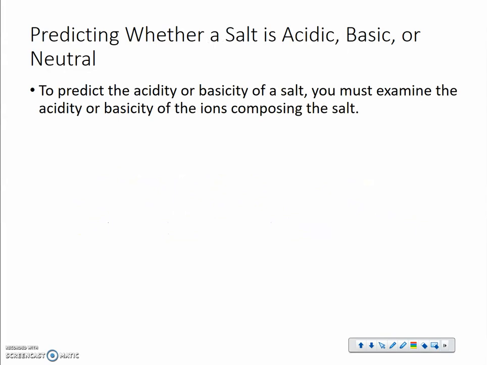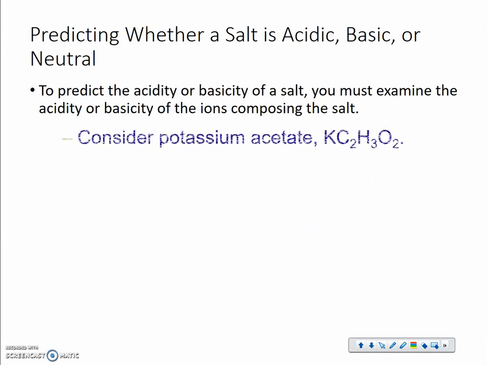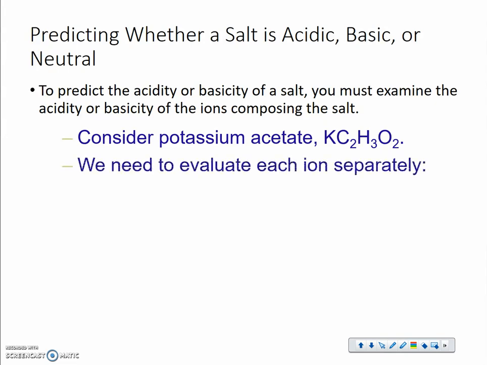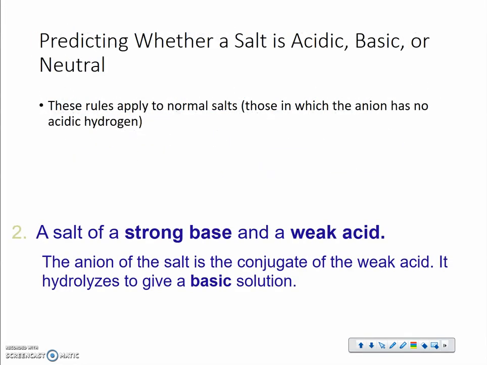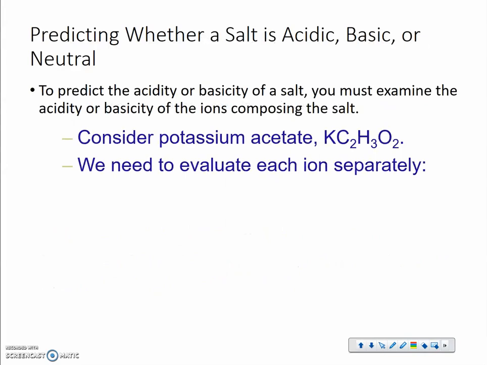So what you do is look at the individual ions that compose the salt, and see how each of them interacts with water. What products do they form? In this case, we have potassium acetate. Potassium acetate is going to break apart into K+ and your acetate. Let's see what happens when we interact both of those with water.